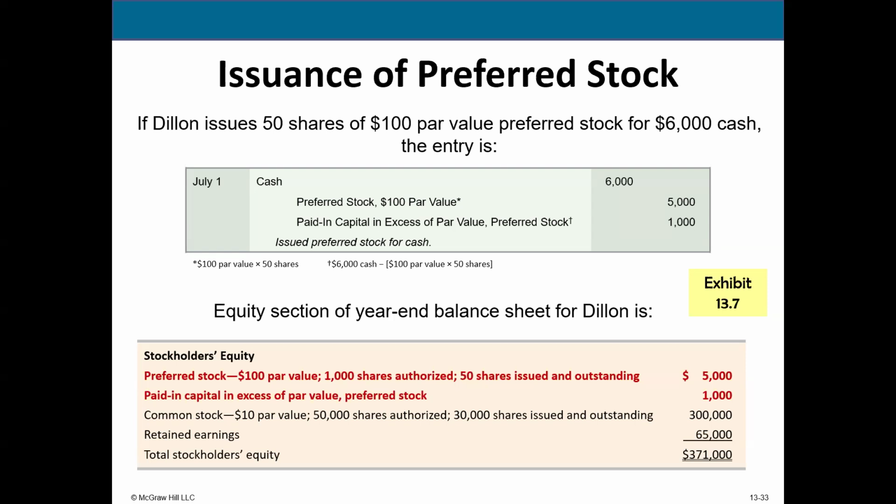So here we have an example. A company issues 50 shares of $100 par value preferred stock for a total of $6,000 in cash. So a company is going to receive the $6,000 in cash. The par value is $100 per share. At 50 shares, it's 5,000. The difference is paid in excess of par for preferred stock, 1,000 bucks. And then we close that out through retained earnings to our total stockholders' equity, just like we did before.